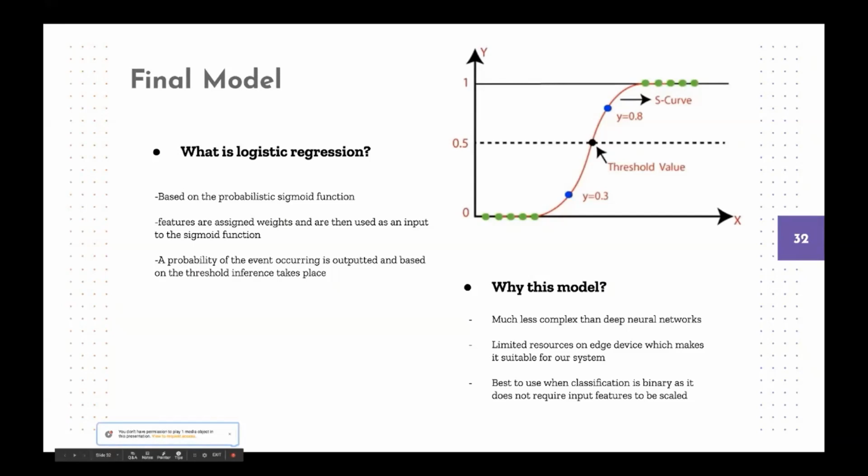Running logistic regression on the edge device is more feasible because of the limited resources we have on the Jetson Nano. Also, it's best to use when the classification is binary, meaning only two possible outcomes, either it's an accident or it's not. And we do not need to scale our features.